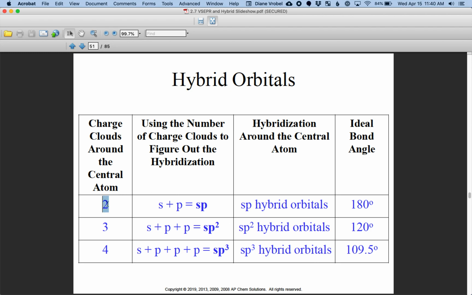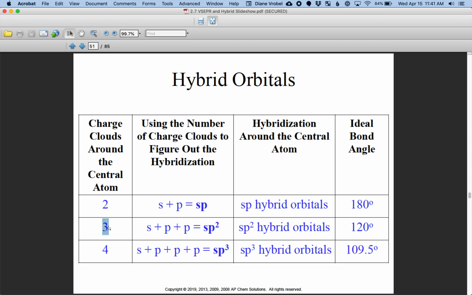If you have 2 charge clouds, you are going to use one S and one P orbital to give you a total of 2 orbitals. Together they're called sp, and notice that they have a 180 degree bond angle. Typically this occurs with triple bonds, and you'll see more in a moment what that means.